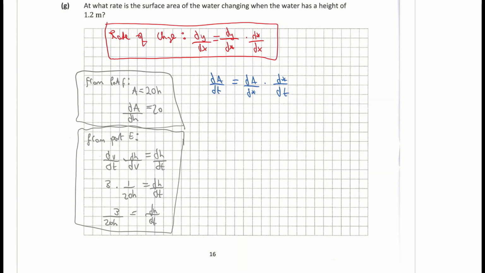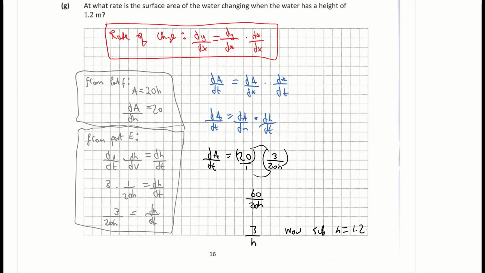So when I substitute in h, it's going to be written as dA over dt is equal to dA over dh times dh over dt. And now I'm going to substitute in everything I know from the left in grey. So dA over dh I know as 20, and dh over dt I know as 3 over 20h. And again, I multiply top by top, bottom by bottom, which gives me 60 over 20h squared, and my common factor there is 20. Now sub in h as 1.2 meters as per the top part of the question. So 3 over 1.2 is equal to 2.5 meters squared per second. So that is question 7.